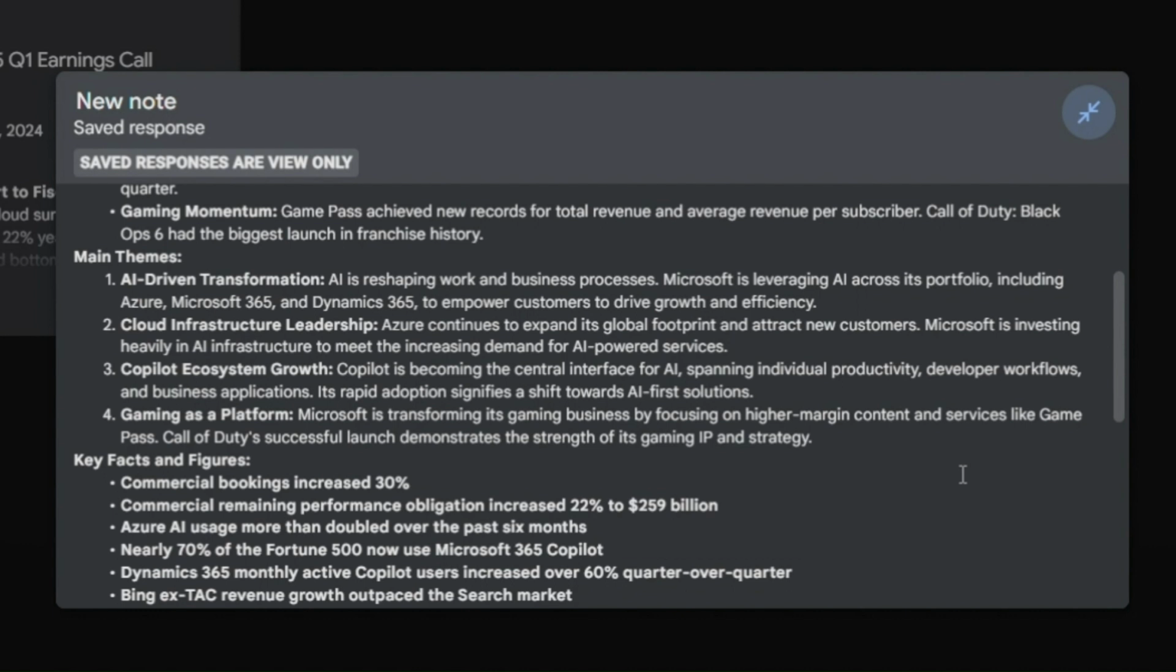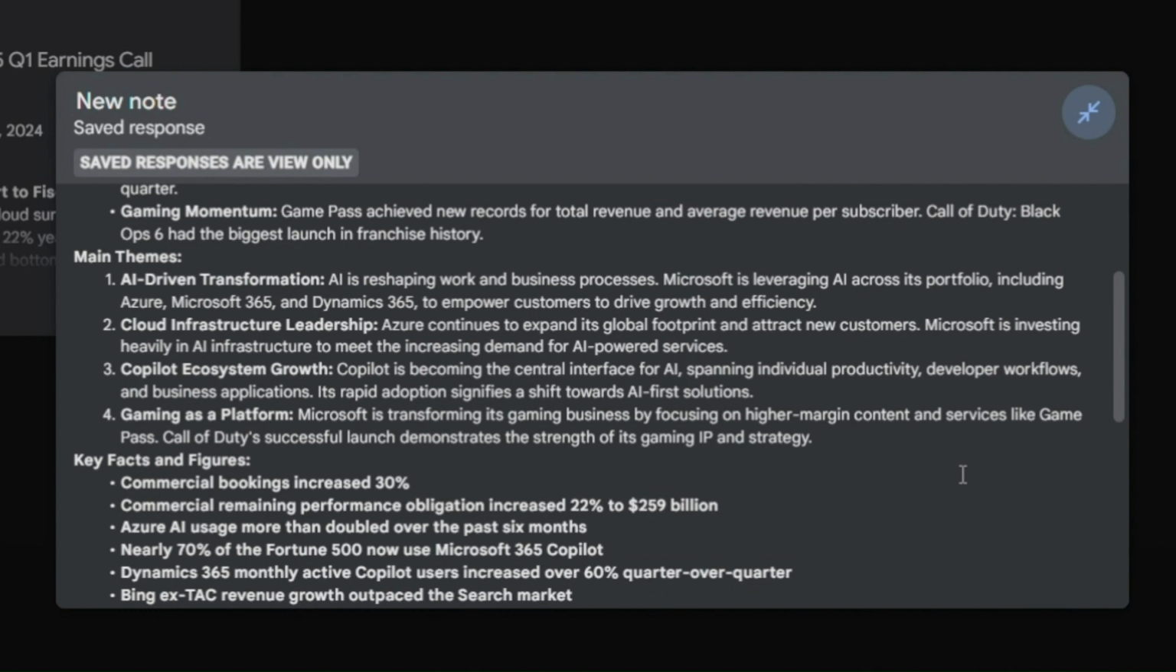Cloud infrastructure leadership. Azure continues to expand its global footprint and attract new customers. Microsoft is investing heavily in AI infrastructure to meet the increasing demand for AI-powered services. Microsoft obviously doing its part to feed the AI hype machine, in my view. Copilot ecosystem growth. Copilot is becoming the central interface for AI, spanning individual productivity, developer workflows, and business applications. Its rapid adoption signifies a shift toward AI-first solutions.